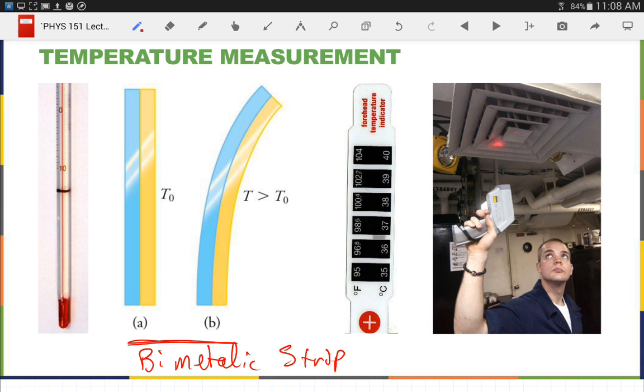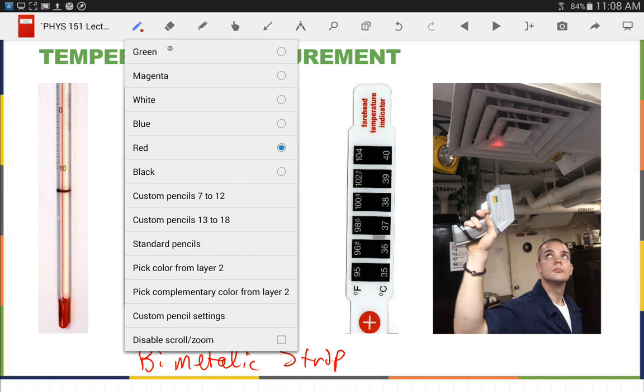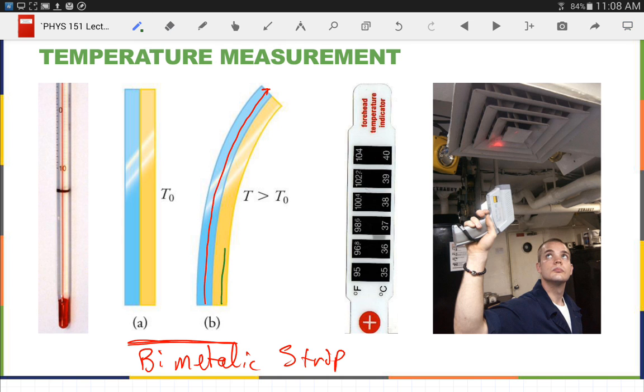Okay, the outer one had to expand more. The outer one expanded more. They're bonded together. But as you can see in this picture, the length here is longer than the length here. It's like a circle.